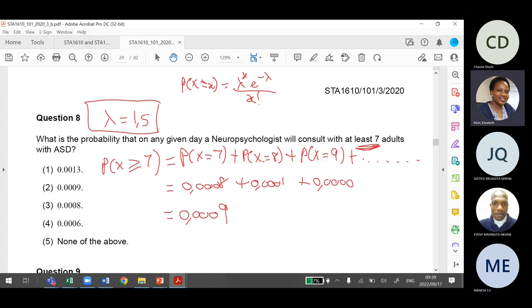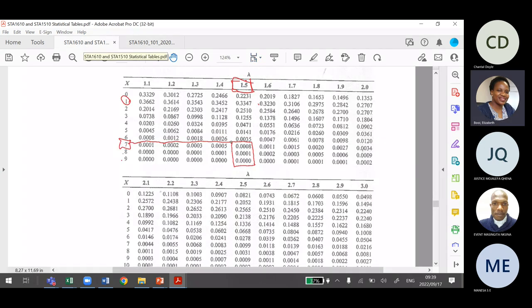So if they would have said it's less than 7, I would have done the same. But instead of highlighting all three of them, I would have only highlighted the 2. Because it says it's at least, it means greater than or equal. So it includes 7 and anything bigger than 7.